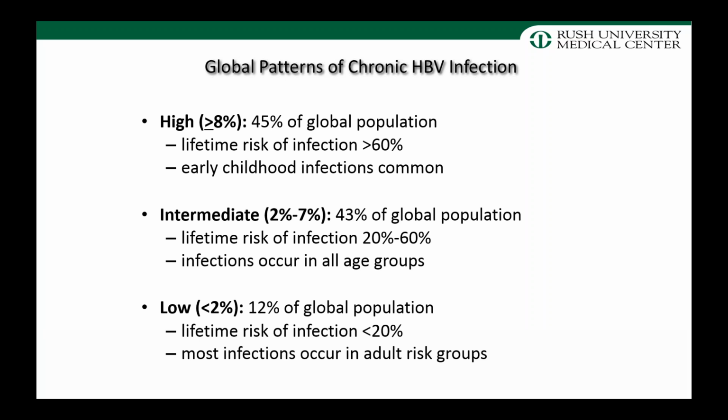In intermediate areas, which make up approximately 43% of the global population, the lifetime risk is still high, from 20 to 60%, and infections occur in all age groups. In the low prevalence areas, the lifetime risk is less, and many of these infections occur in the adult risk groups.